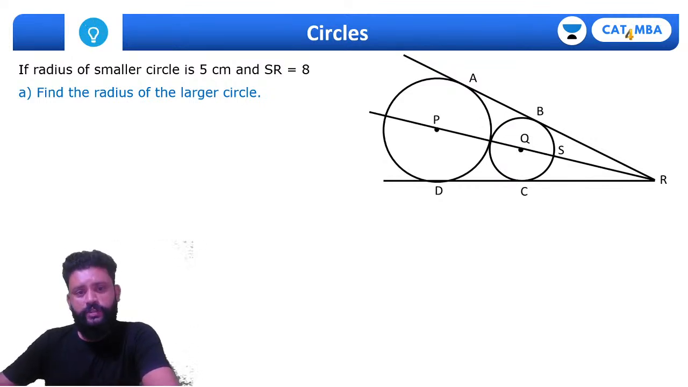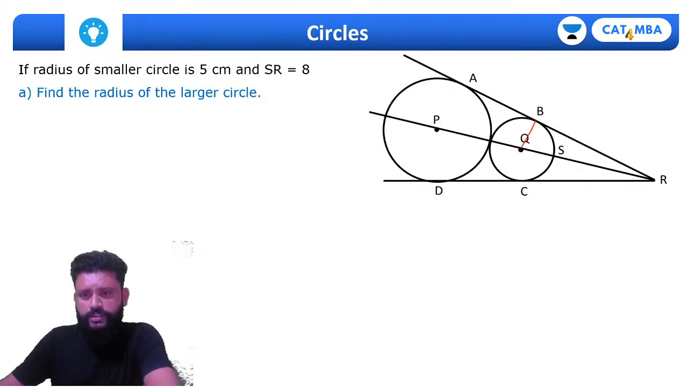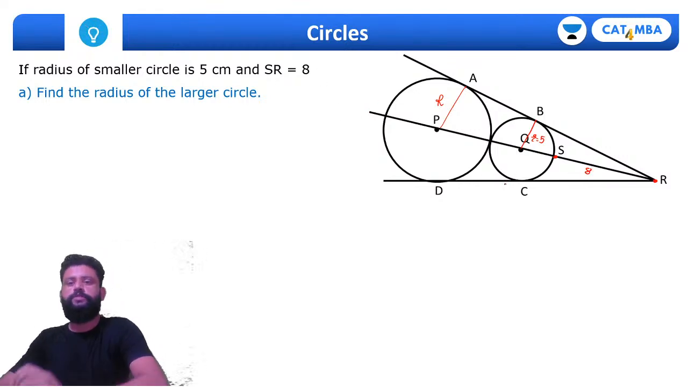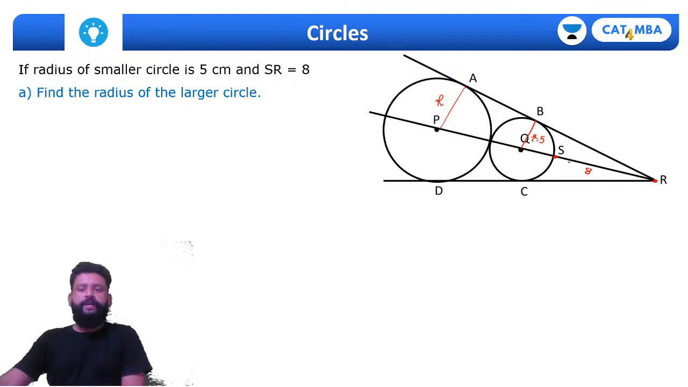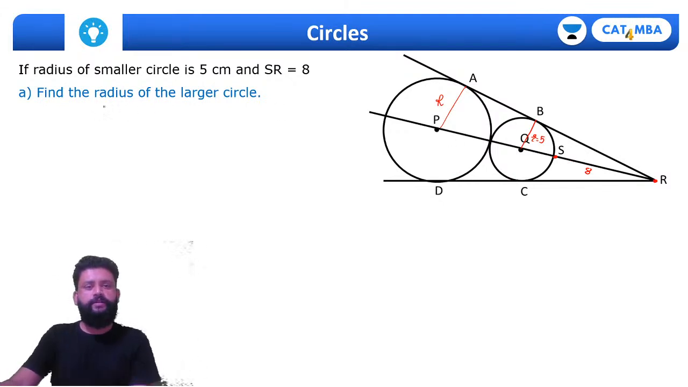The radius of the smaller circle we know, this r is 5, and we don't know the radius of the bigger circle, let's say that's capital R. And this SR we are given as 8. So that's what we know, and we are supposed to find the radius of the larger circle.